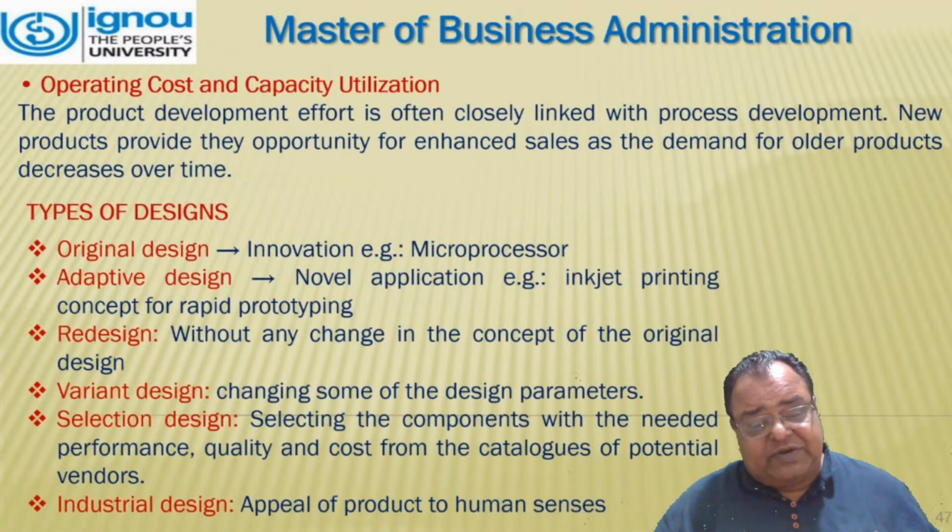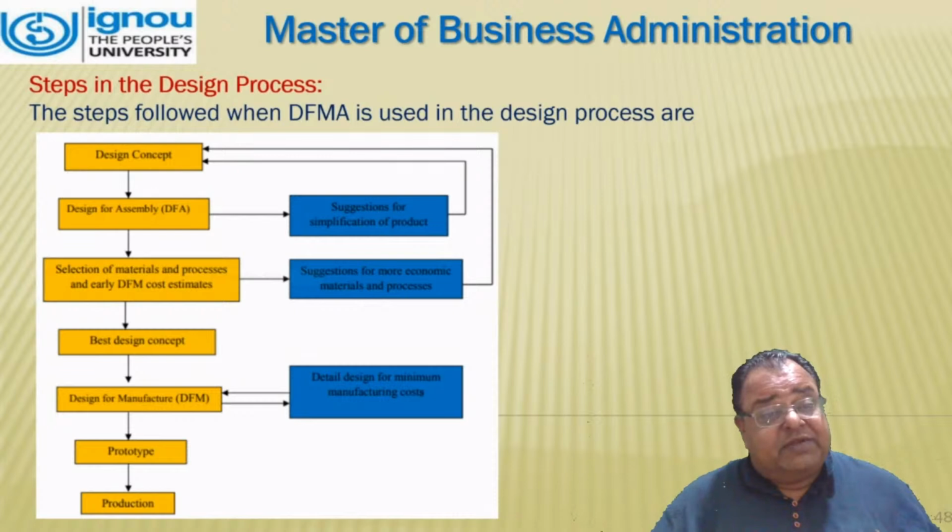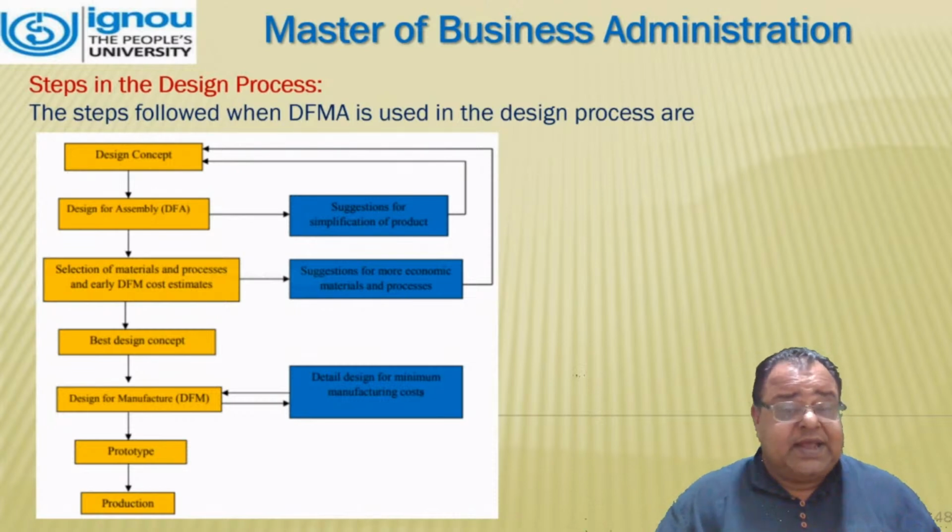Next one is industrial design. It is an appeal of products to human senses. What are the different steps in the design process?